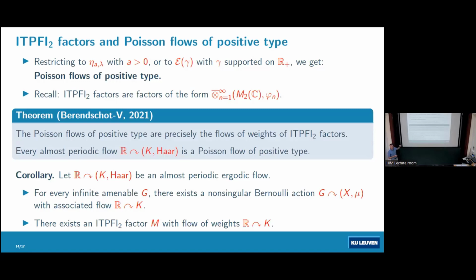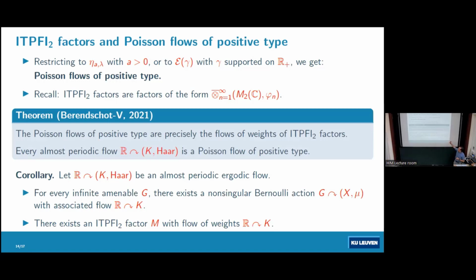First of all, it was remarkable for us that this was open. So it was an open problem left back then when ITPF1 factors were popular, to prove that any almost periodic flow is actually the flow of an ITPF1-2 factor. So that's also one of the corollaries, that there are many more ITPF1-2 factors than were known before, but also for any almost periodic flow, we do have a non-singular Bernoulli action with this flow as associated flow, or as flow of weights.